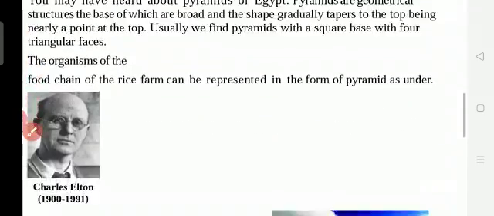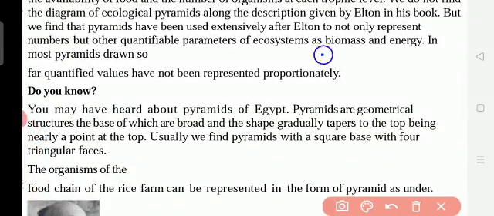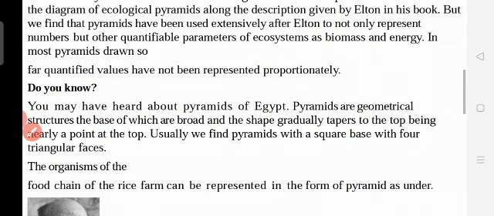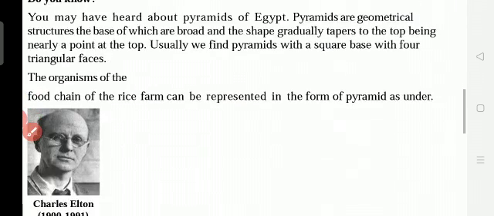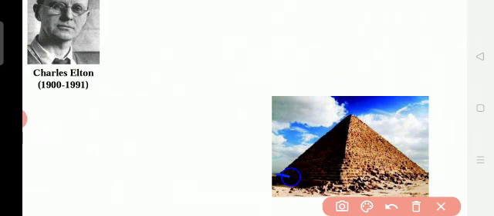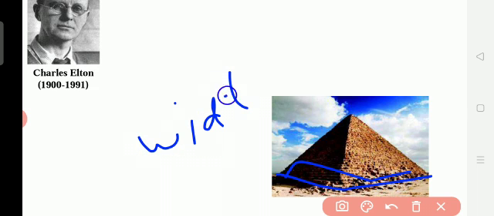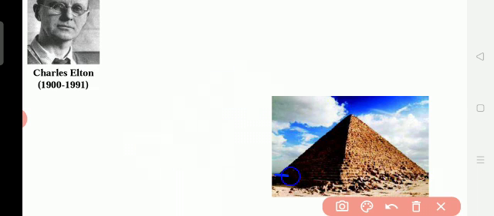Now we will see the pyramid and learn. Biomass. Bio means what? Life. Mass means weight. The weight of the food that each organism gets in the ecosystem. So for example, when we see the pyramid, at the end it is broad. Broad means what? Width. Width is more. So this is more.